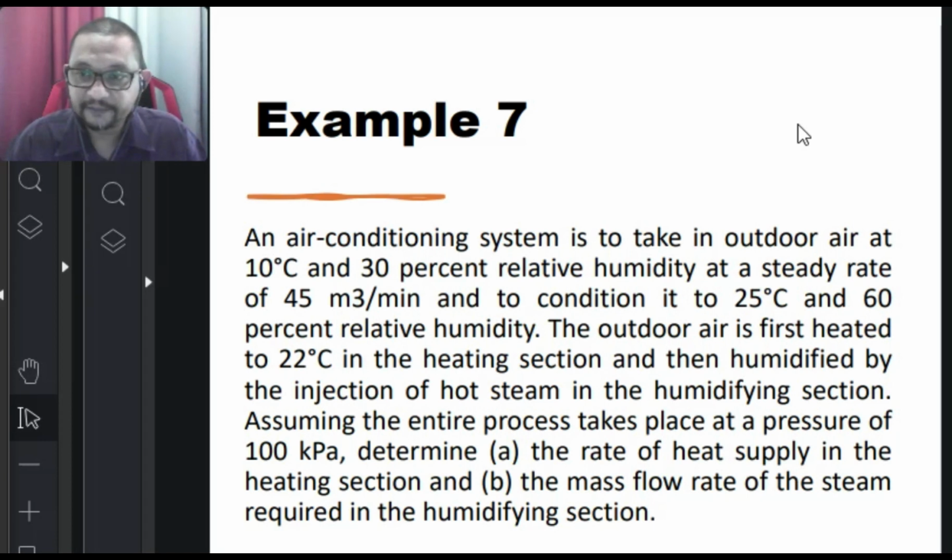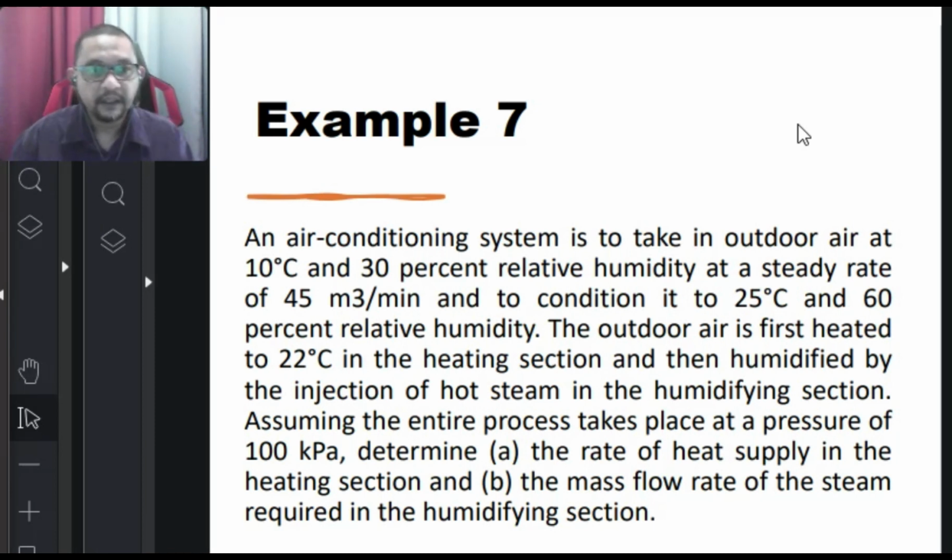The outdoor air is first heated to 22 degrees Celsius in the heating section and then humidified by the injections of hot steam in the humidifying section. Assuming the entire process takes place at the pressure of 100 kilopascal, determine A, the rate of heat supplied in the heating section, B, the mass flow rate of the steam required in the humidifying section.